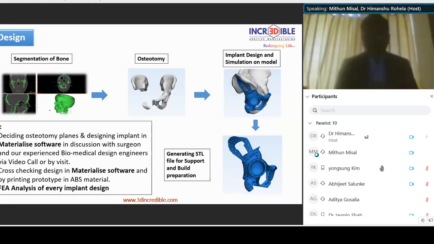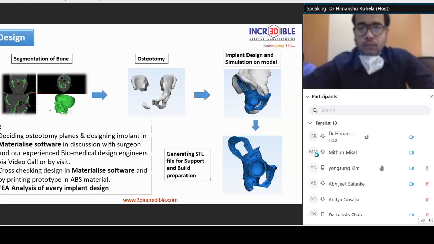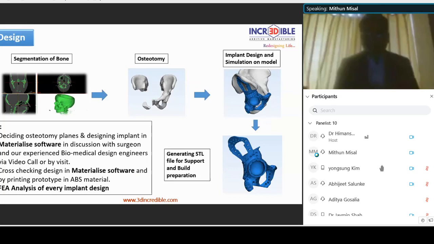Once it is done, we discuss with the respective surgeon. We have our own digital platform called Apulia where we discuss the design. Also, we use video calling options like Zoom or Skype for planning. Once the resection planes are decided, we proceed to the designing of the implant. At the designing level, we continuously interact with the surgeon to incorporate all clinical aspects and requirements from the surgeon's side. Once we have the input from the surgeon, we proceed to production.